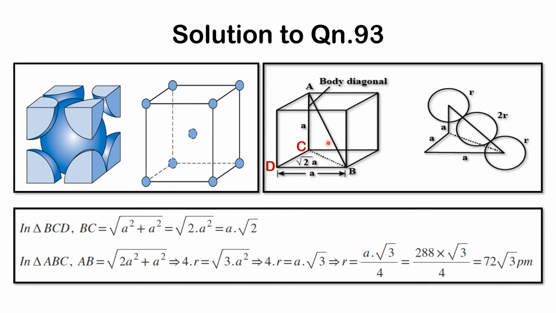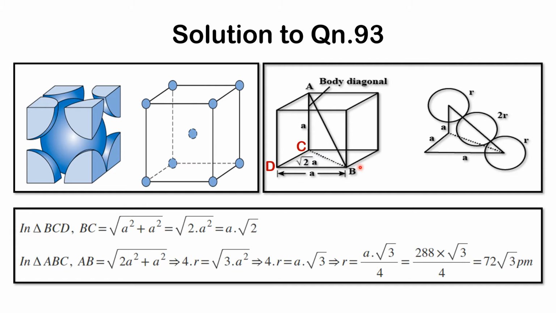Now if I take triangle ABC, here angle C is a right angle. So again applying Pythagoras theorem, AB square is equal to BC square plus CA square. Here BC square is equal to 2A square, because BC is equal to A root 2. BC square is 2A square, plus CA square is A square. So adding, we get 3A square.